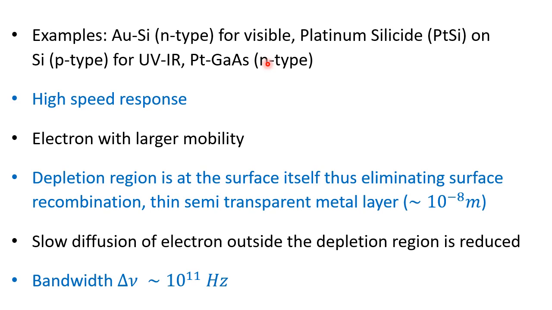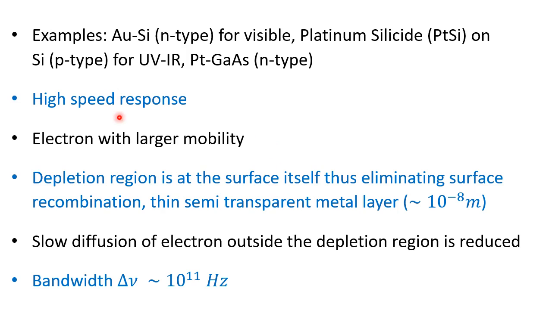Now, please understand that the metallic layer in this, the gold or the platinum silicide layer, is extremely thin, of the order of about hundreds of angstroms, which actually creates a semi-transparent layer, and extremely thin, because that is what ensures that everything is happening at the surface of the detector.